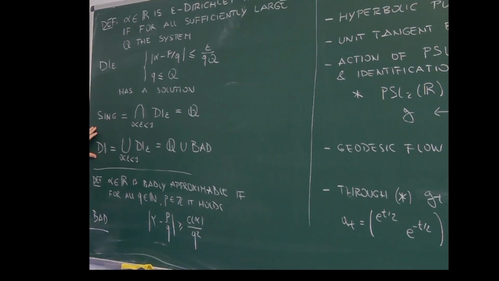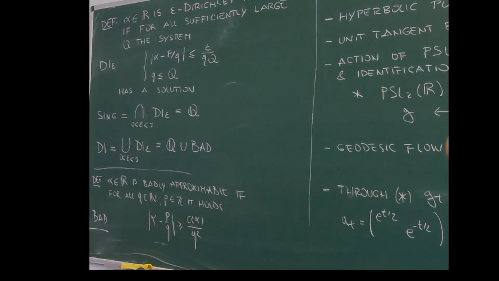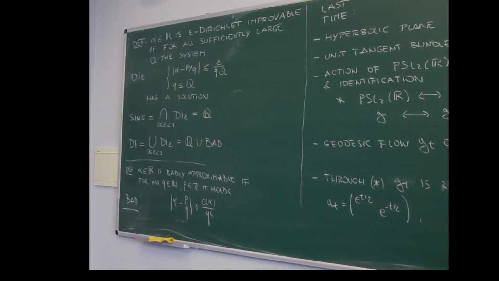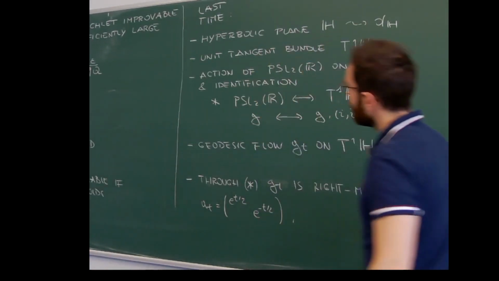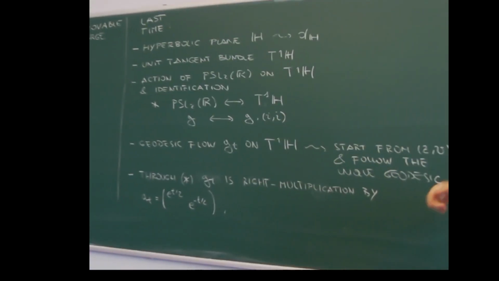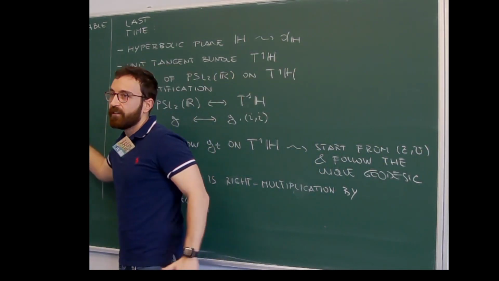On the other hand, Dirichlet improvable numbers, surprisingly, are rationals and badly approximable. So, in a way, these are numbers for which you can prove Dirichlet's theorem, and they include badly approximable numbers. Okay? Good. So this gives us a motivation to kind of dig into this dynamics on the unit tangent bundle, and somehow this, as an application of dynamics on this space that I have defined last time, we will be able to understand some of the properties of these sets.